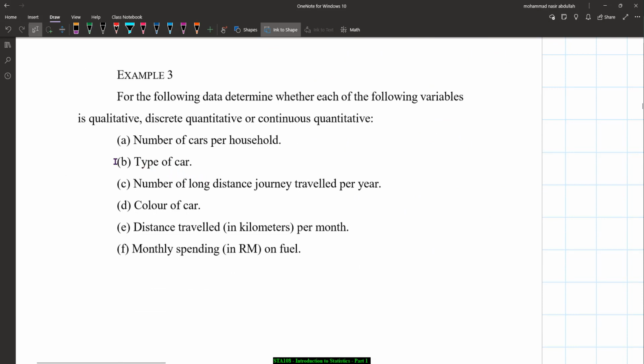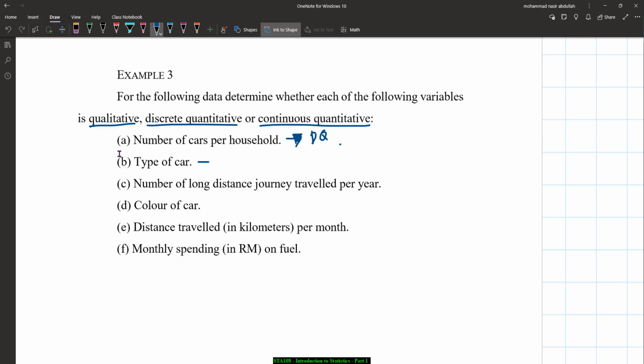Right, last question. So since we already know the classification of variable, the qualitative, quantitative, and scale of measurement as well. So for the following data, state whether each of the following variables is qualitative or discrete quantitative or continuous quantitative. So number of cars per household. Number of cars per household 1, 2, 3, 0, 1, 2, 3, 4, 5. Tak tahu lagi ada banyak kan. Itu apa? Qualitative or discrete quantitative or continuous quantitative? Discrete quantitative. Yes, so it should be discrete quantitative.